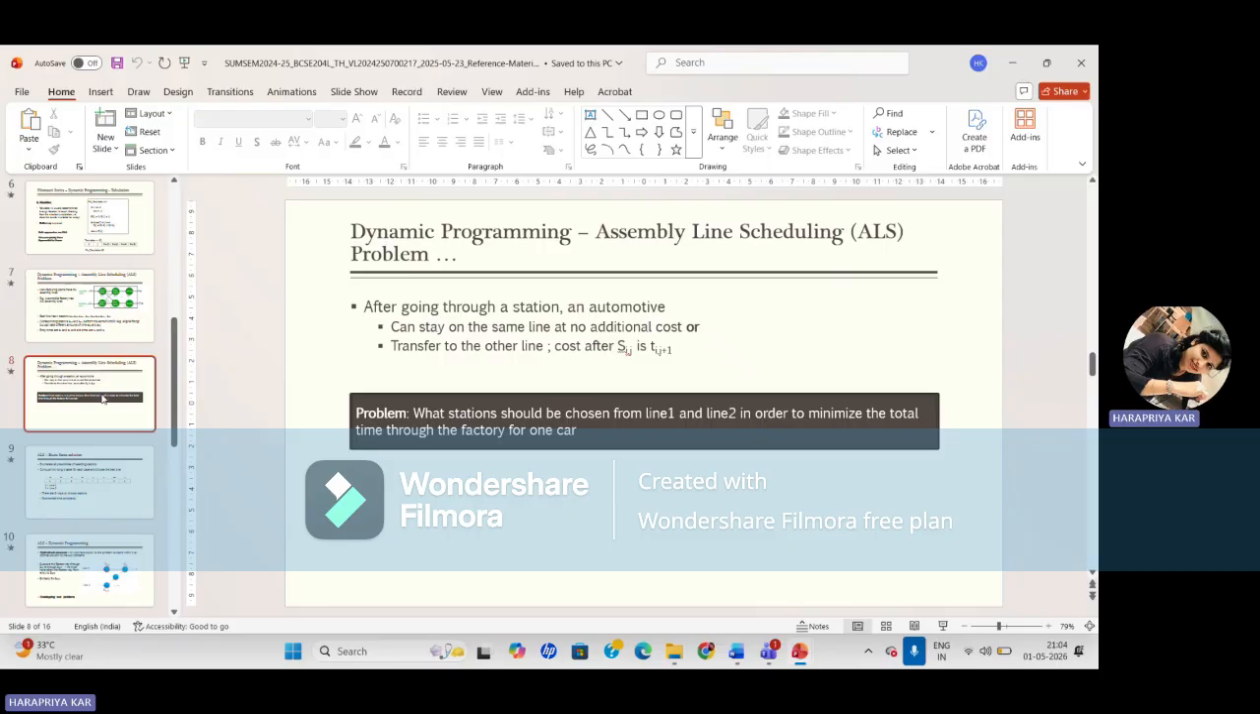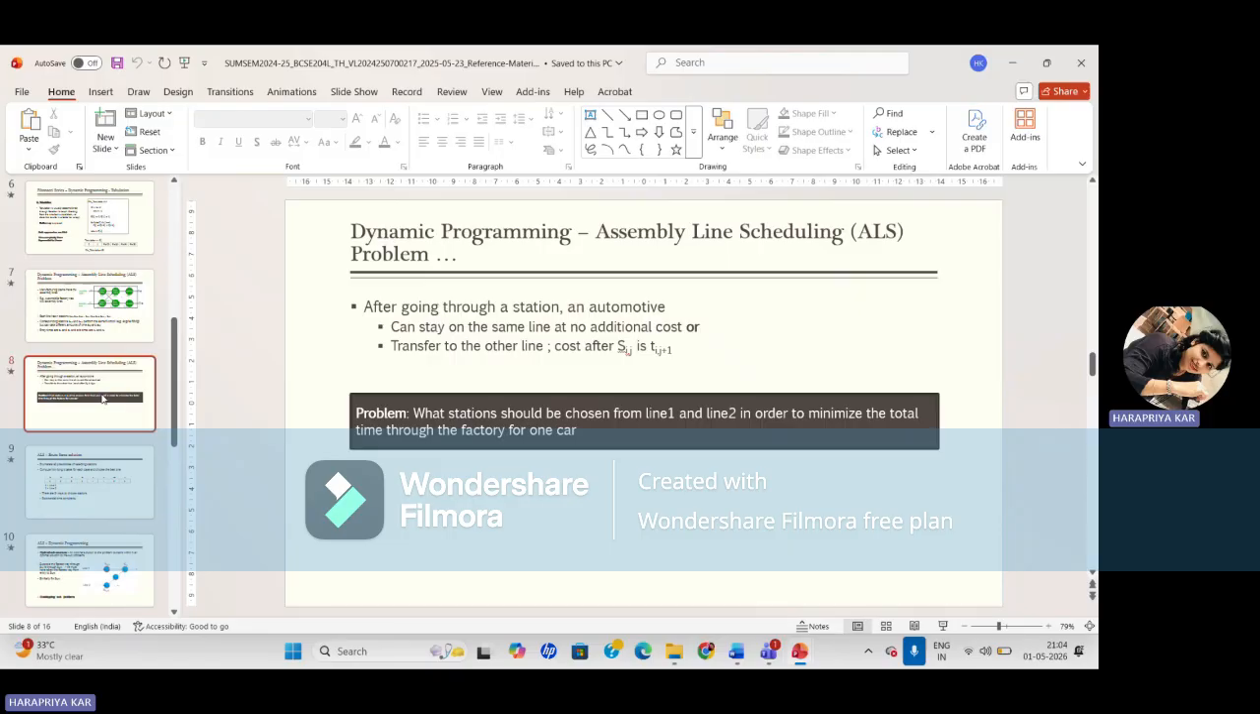So this is the main problem. Try to understand: which stations do we have to choose from line 1 and line 2 in order to minimize the total time through the factory for one car? For that we have to do cost optimization as well as time reduction. This is the context of assembly line scheduling.